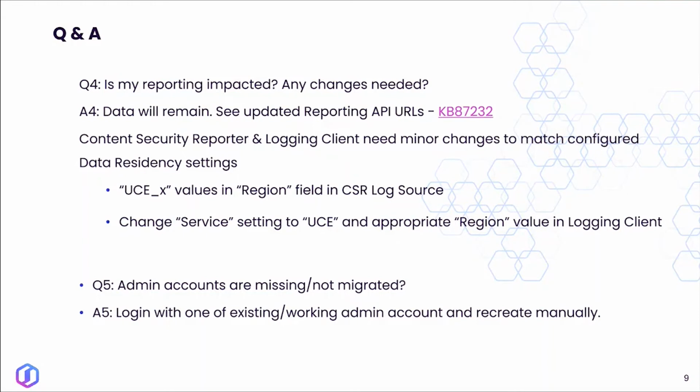In the CSR log source, there is a region field. If you modify those, you see those UCX values of the different regions. So select the one matching the data residency settings on the policy. In logging client, there is a setting called UC under service options, where you have to select the appropriate region to match your data residency setting from the cloud policy.